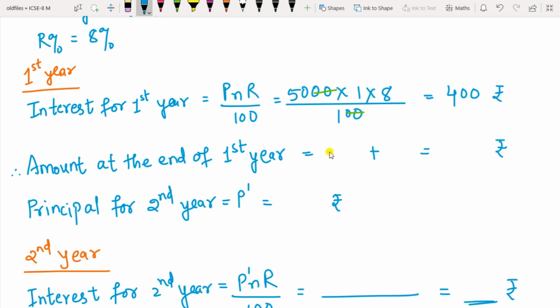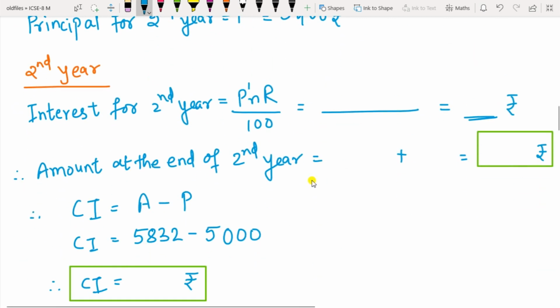So the amount for the first year will be 5000 plus 400, that will be 5400 rupees. And this will now become the principal for the second year, that is P dash equal to 5400 rupees. Now interest for the second year will be P dash NR upon 100. So 5400 into 1 into 8 upon 100. So this will be 432 rupees.